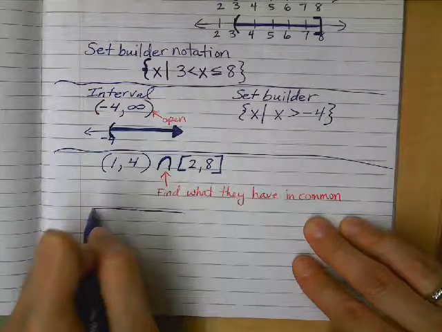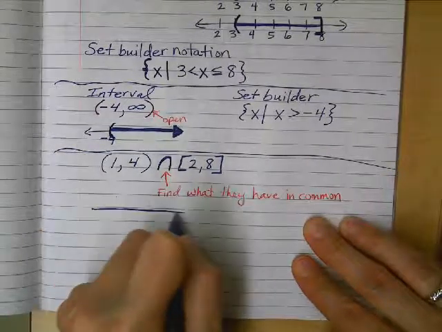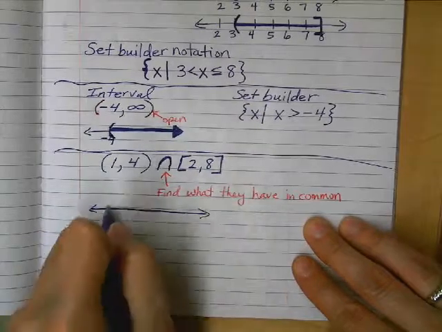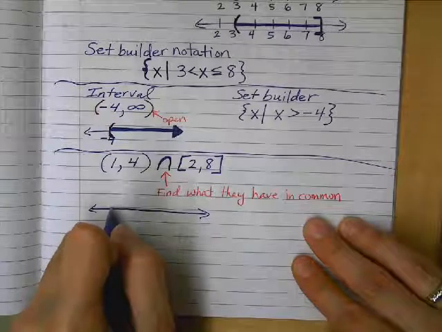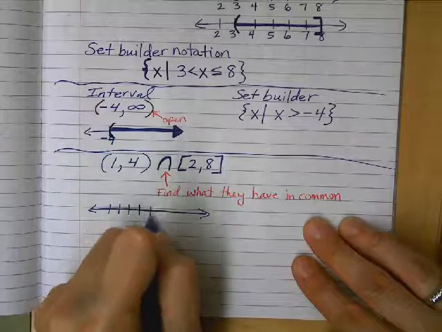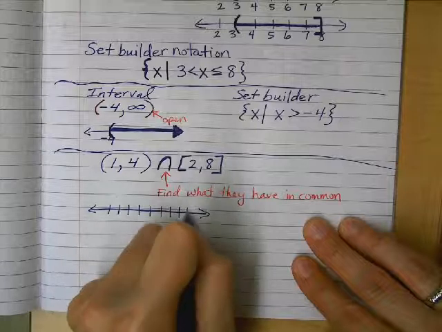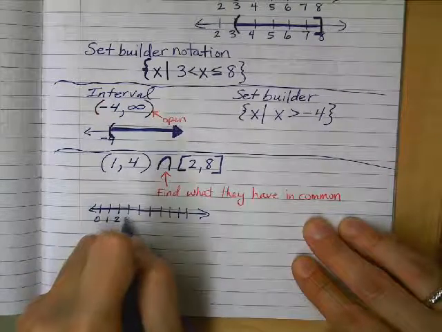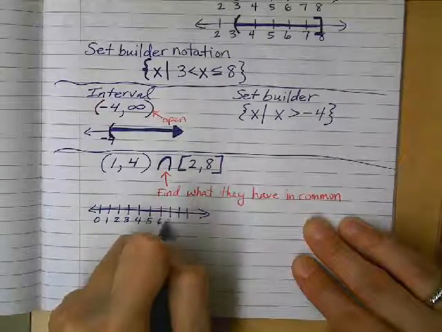I mean, visuals help students a lot, so I'll just draw it. Okay, so the first one, 1 to 4. 1, 2, 3, 4, 5, 6, 7, 8, etc. So I'll just do 0, 1, 2, 3, 4, 5, 6. I'll just make a number line.